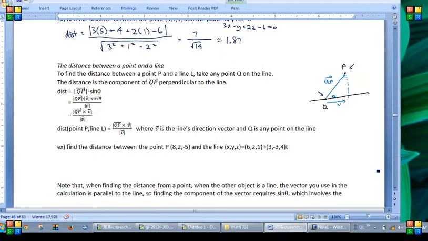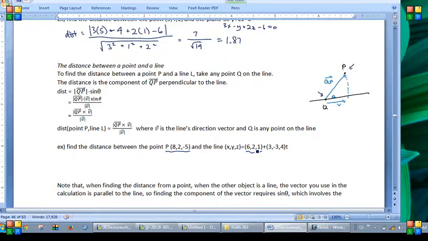So find the distance between this point and this line. So how does that work? Well, first we need to form our vector. So our vector goes between our point in space and a point on the line. Well, what's a point on the line? Hey, it's right there. And we know from the form of the equation that's a point on the line.